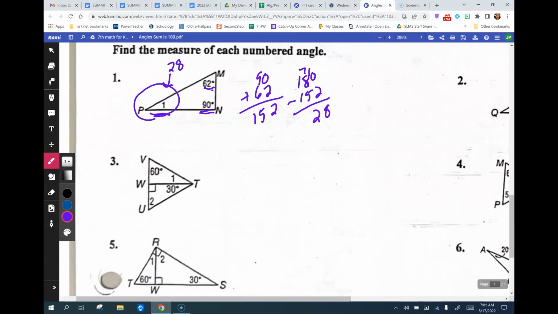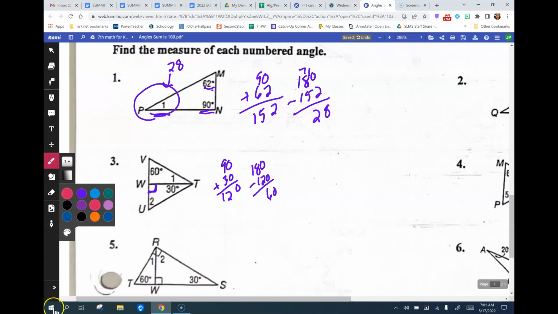Number 3. So for number 3, I want you to find angle 1 and angle 2. Remember, what does this symbol mean? Hopefully you all said a right angle, and we know a right angle is 90 degrees. Okay, go. So hopefully you added the 90 plus the 30, and you got 120. Okay, that's what these two are added together. So now I have to take 180 minus 120, and I get 60. So that means that this angle right here is 60 degrees.